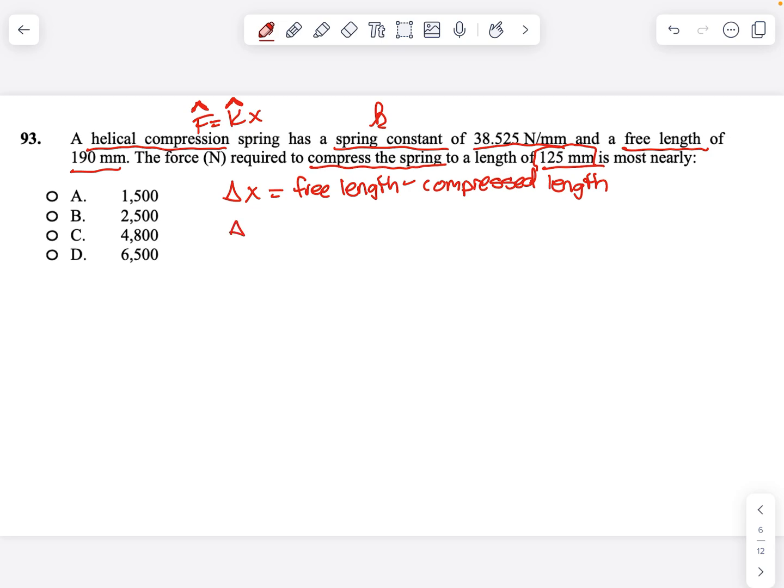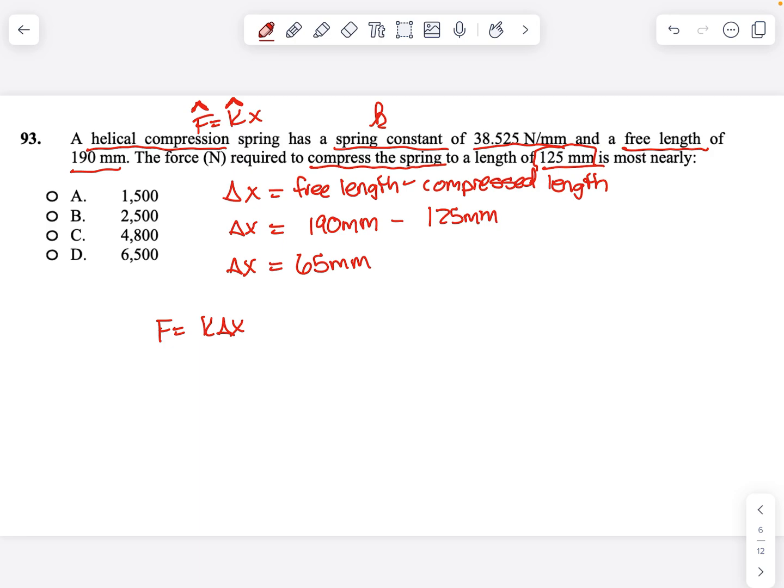So if we get into this, delta X, we're given a free length of 190 millimeters minus our 125 millimeters, which is our compressed length. This gives us a delta X of 65 millimeters. Now the force required to deflect the spring this amount, as I showed above, is F equals K delta X, because we're trying to compress the spring.